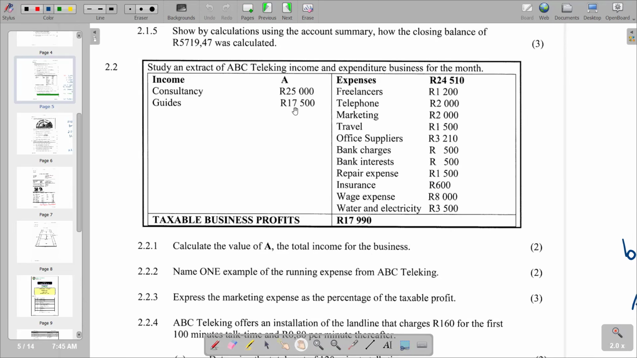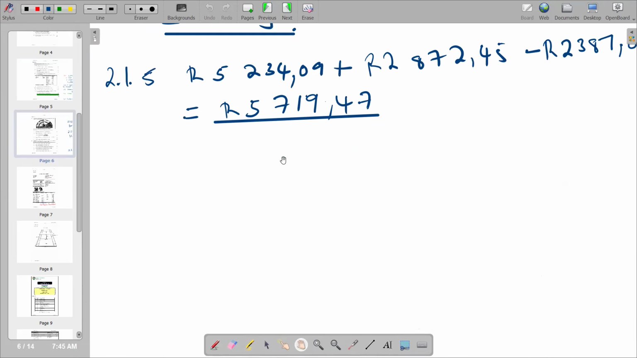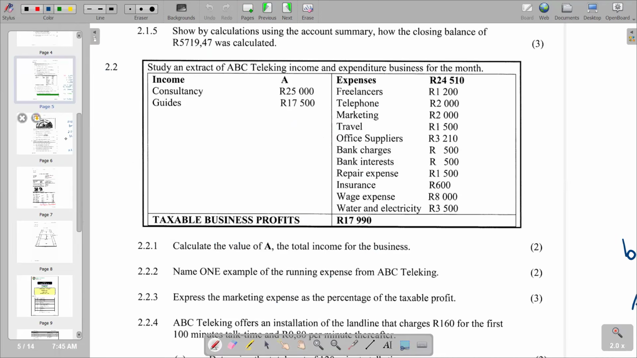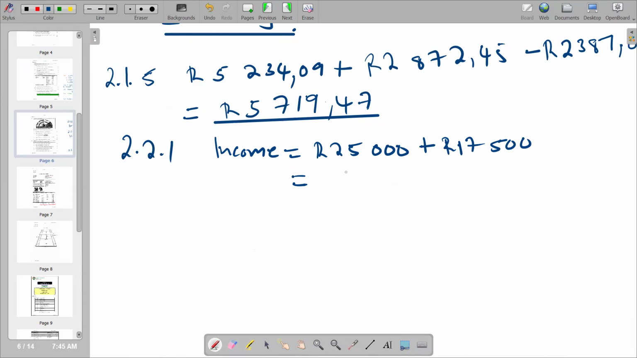So obviously for A, we are just going to say 25,000 plus 17,500. So we are saying 2.2.1, whereby you're saying income is 25,000 plus 17,500. So we get a total of 42,500 rands. So this becomes the total for income.